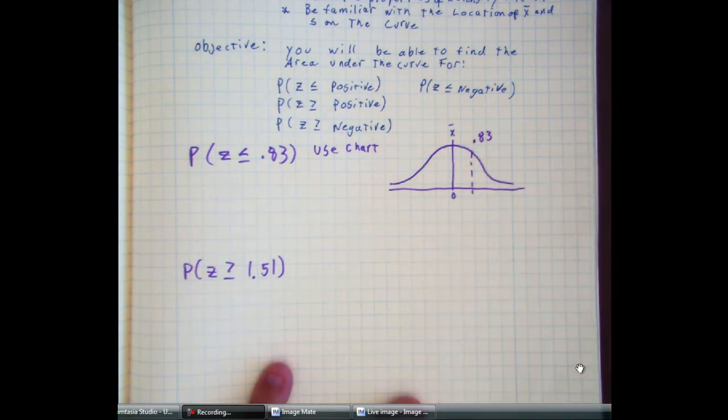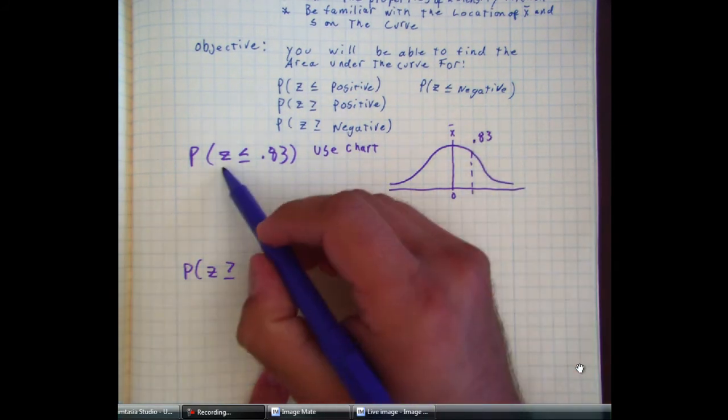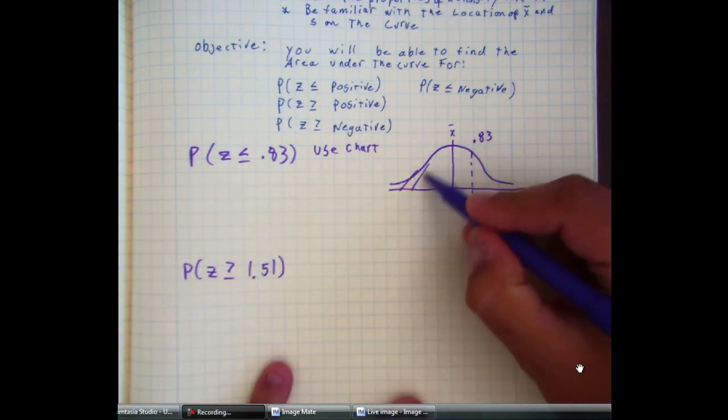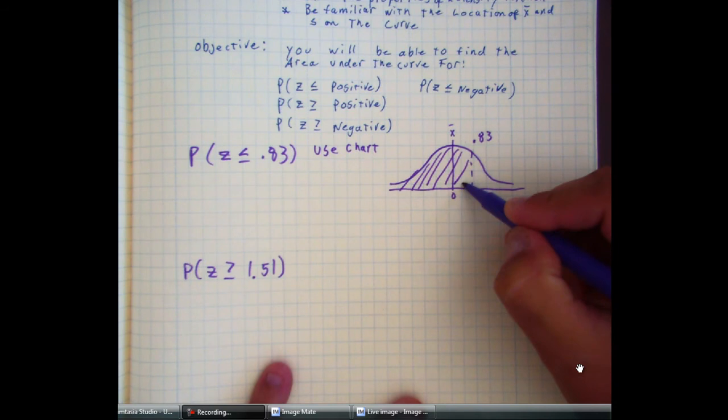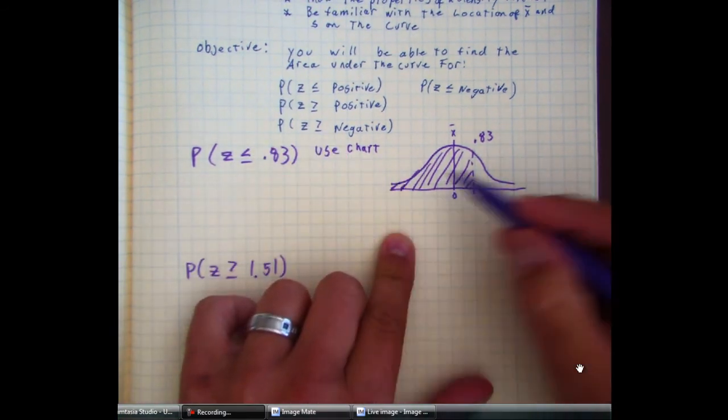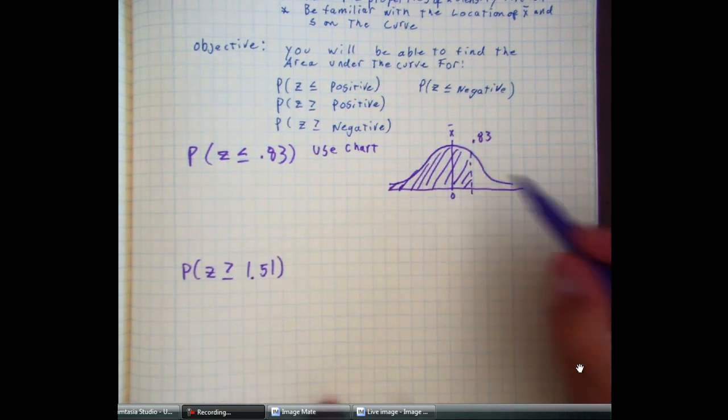Positive numbers go to the right of 0. The area that we're interested in is going to be less than 0.83, so we're going to shade in all of this area here. And notice that it's most of the area under the curve. So it's going to be a large number.